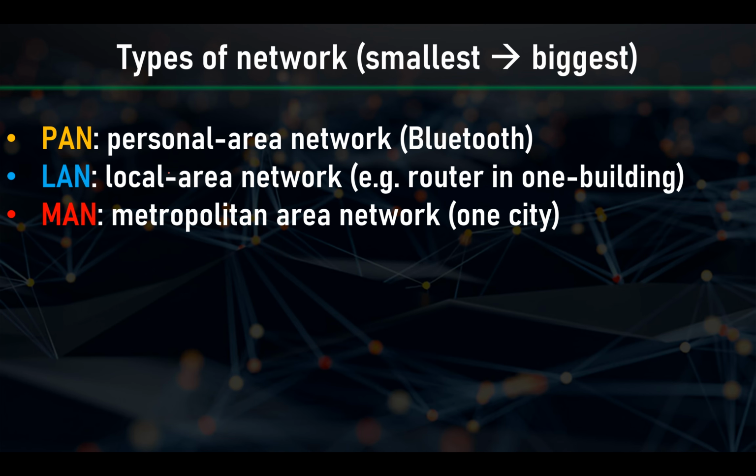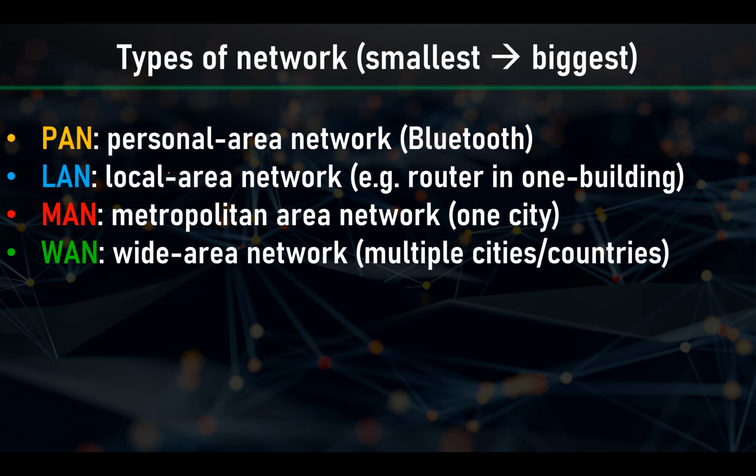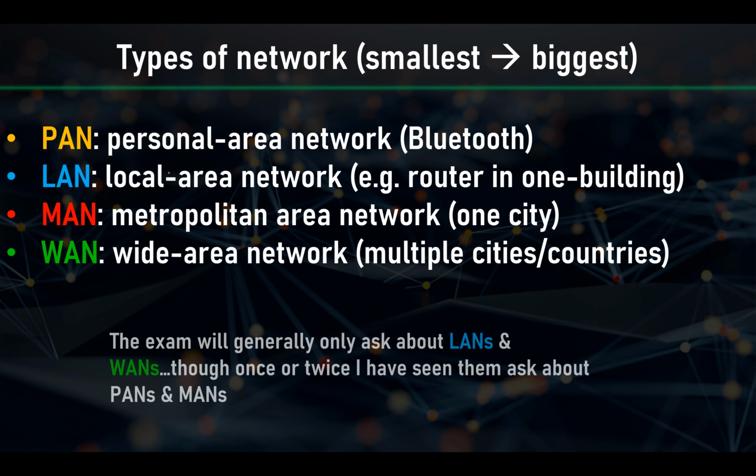Now this could also be, let's say you have free Wi-Fi on the subway. Well, in that case, if you get city-wide coverage, that's also going to be a MAN. And finally, a WAN, wide area network: multiple cities, multiple countries. Hopefully people remember the internet is also just considered a WAN, kind of a global WAN.